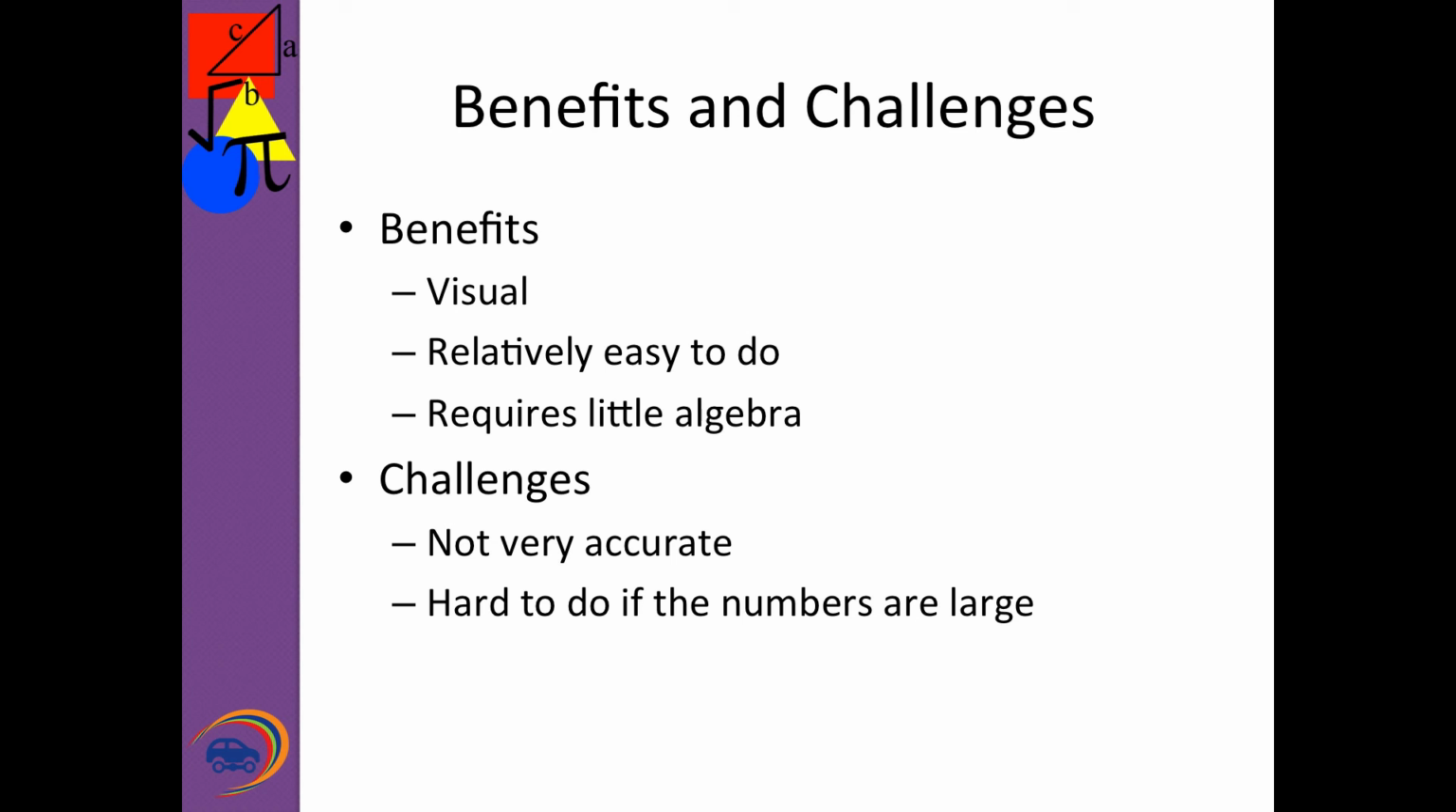But the challenges are it's not very accurate, and it's hard to do if the numbers are large or if they're very small. So if the graph is very, very large or very, very small, it's very hard to tell. It's not very accurate, meaning that if the numbers don't end in integer points, it's really hard to tell whether it's a half or a third. So there are some benefits and some challenges to finding where these 2 lines intersect.